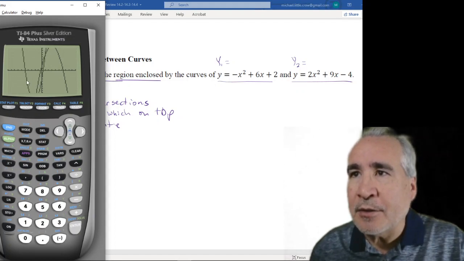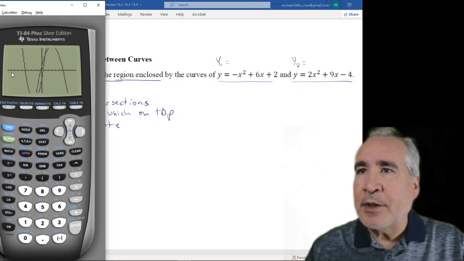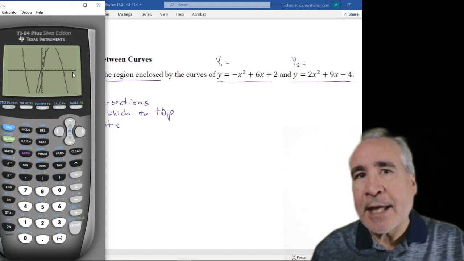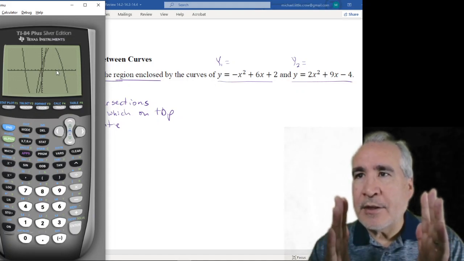We can see the two and we can see an intersection. We got this thin sliver. So what I'm going to do is change my window. I don't need it to be this wide. This is going from negative 10 to 10 in the x direction. Let me bring it down maybe negative 5 to 5. So I'm going to squeeze in this way.